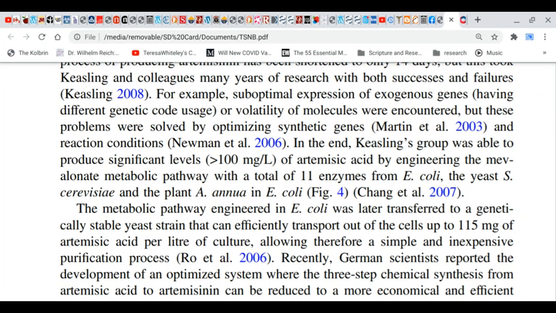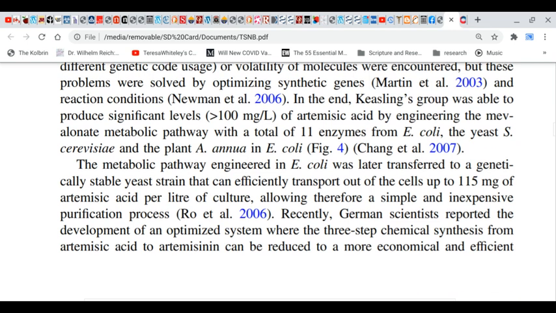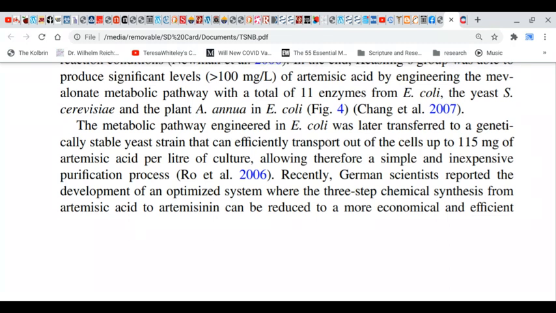The metabolic pathway engineered in E. coli was later transferred to a genetically stable yeast strain that can efficiently transport out of the cells up to 115 milligrams of artemisinic acid per liter of culture, following therefore a simple and inexpensive purification process.